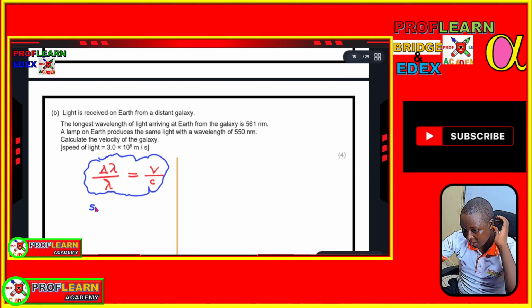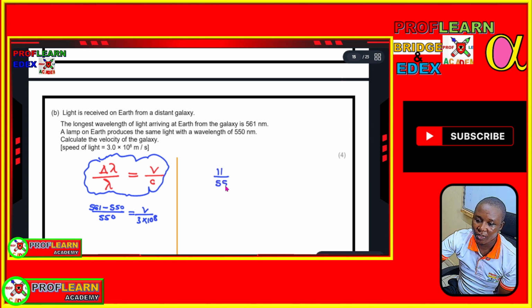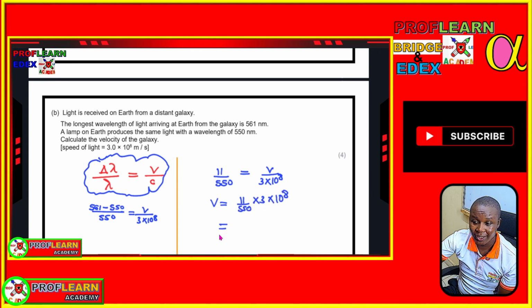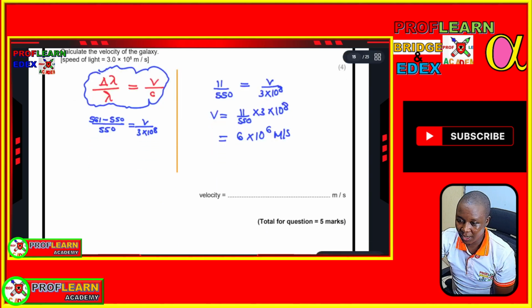So we shall say (561 minus 550) over 550 equals V over 3 times 10 raised to the power 8. Then we make V the subject of the formula. We are going to have 11 over 550 times 3 times 10 raised to the power 8, and if you work it out, you get the speed of the galaxy as 6 times 10 raised to the power 6 meters per second. That's the speed at which this galaxy is moving away.